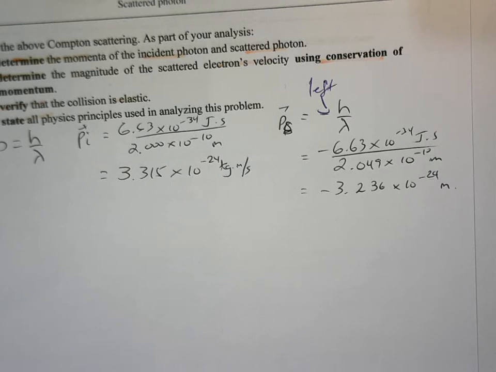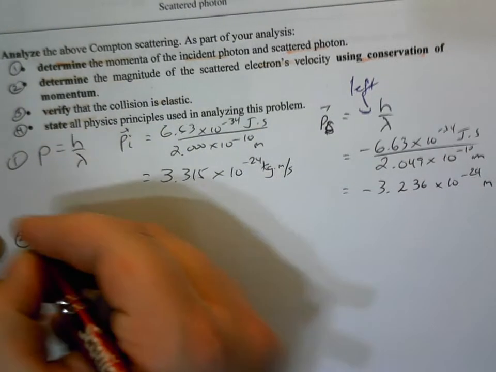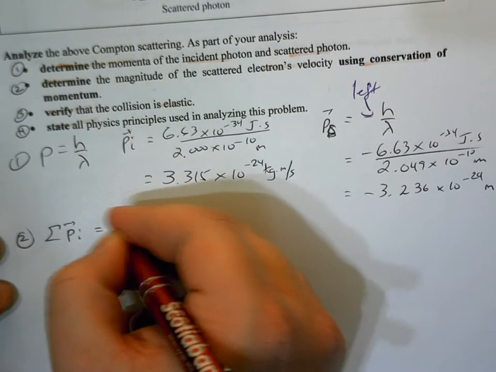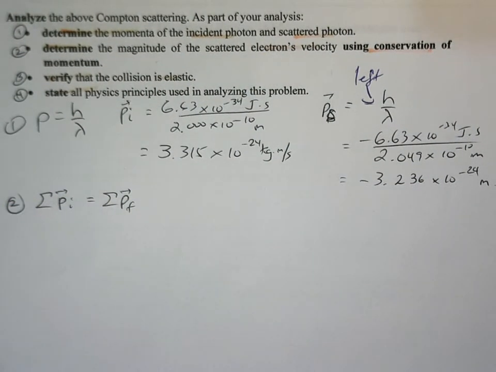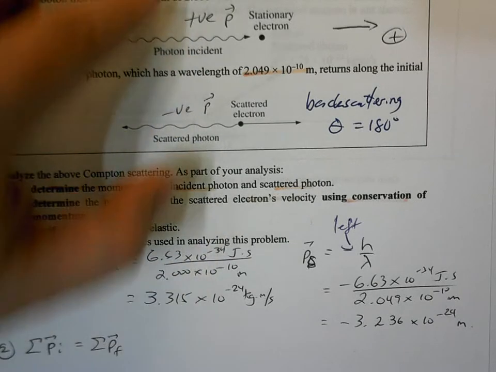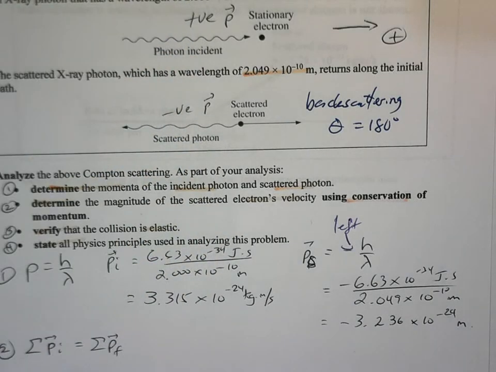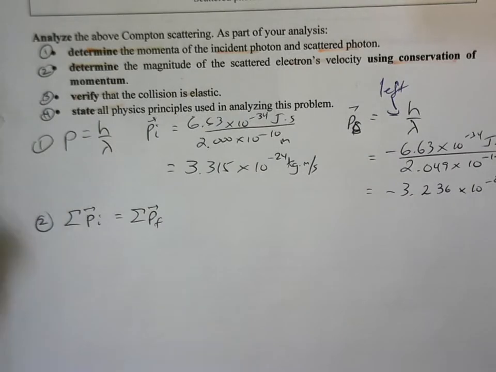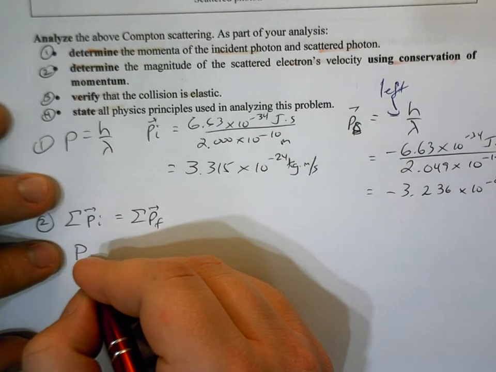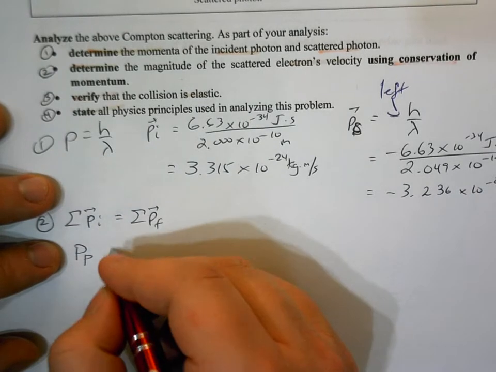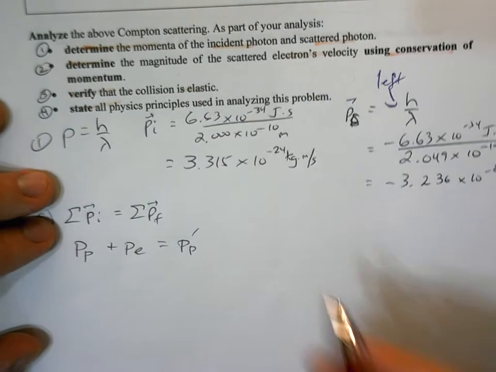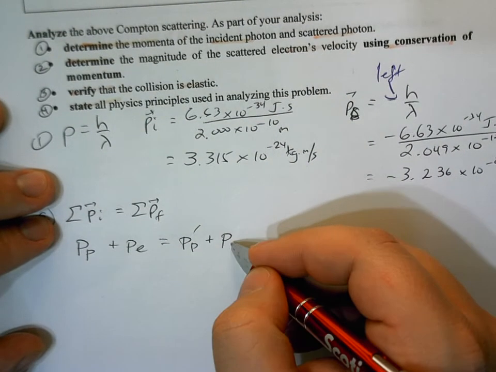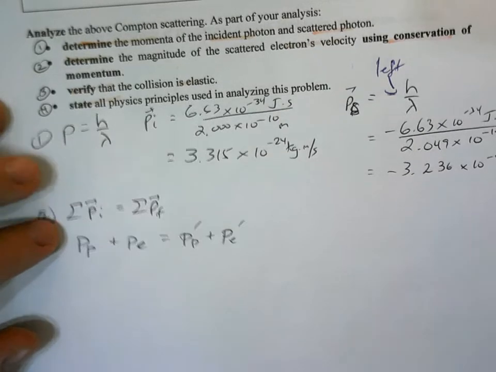So we have been asked to determine the scattered electron's velocity using conservation of momentum. Conservation of momentum says that the momentum initially is going to equal the momentum after the fact, so before the scattering and after the scattering. Good news with this one: it's a strictly 1D problem. We don't have to worry about trig and all that fun stuff. So the momentum of the photon before the collision plus the momentum of the electron is going to be equal to the momentum of the photon after the collision, which we'll put a prime on, plus the momentum of the electron after the collision.